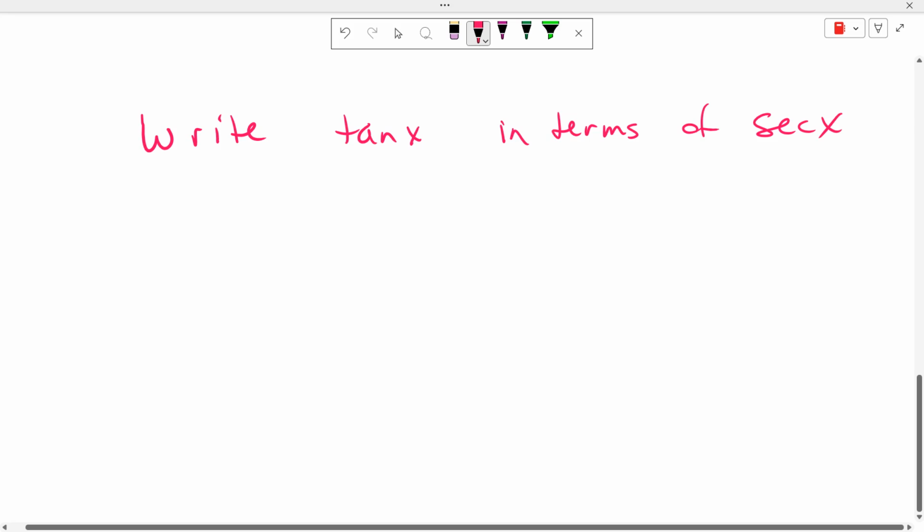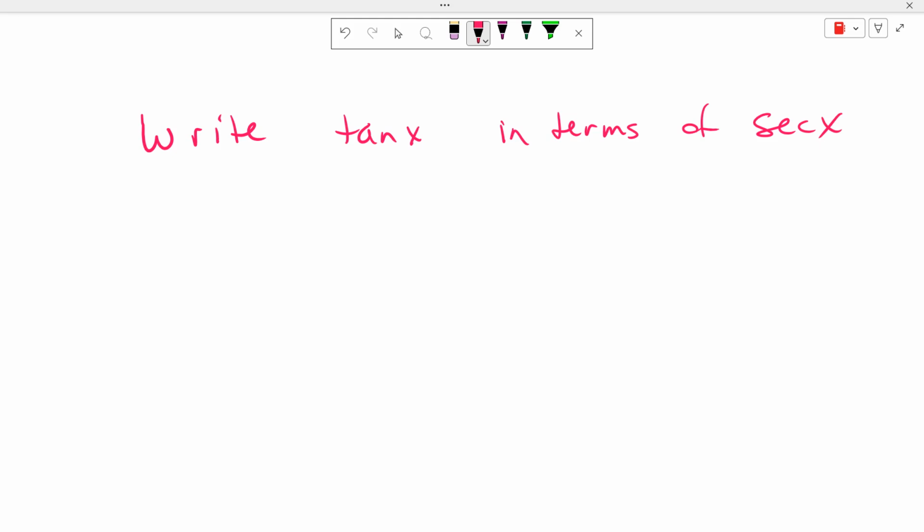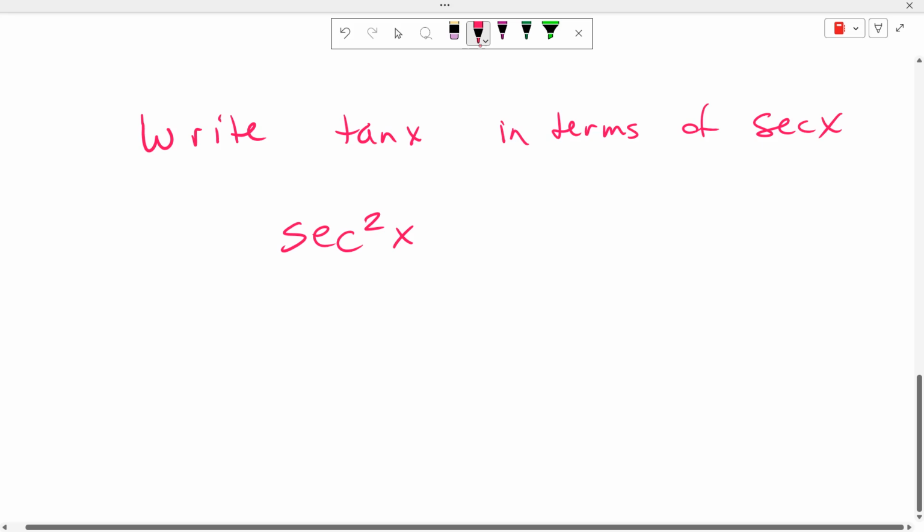We want to write tangent of x in terms of secant of x. This should be easy. Okay, I want to write tangent of x in terms of secant of x. So, is there anything on your note card that puts tangent in terms of secant anywhere? There's a Pythagorean identity that does that. What's my Pythagorean identity that involves tangents and secants? But I want tangent in terms of secant.